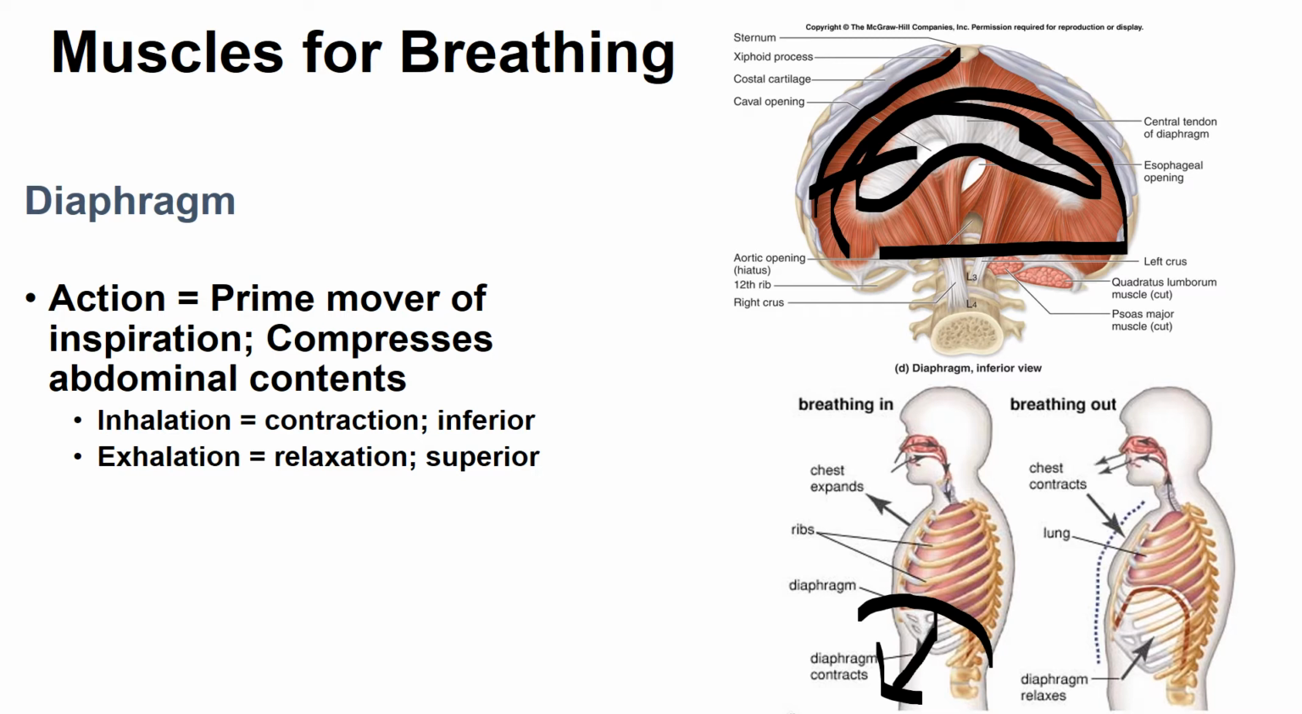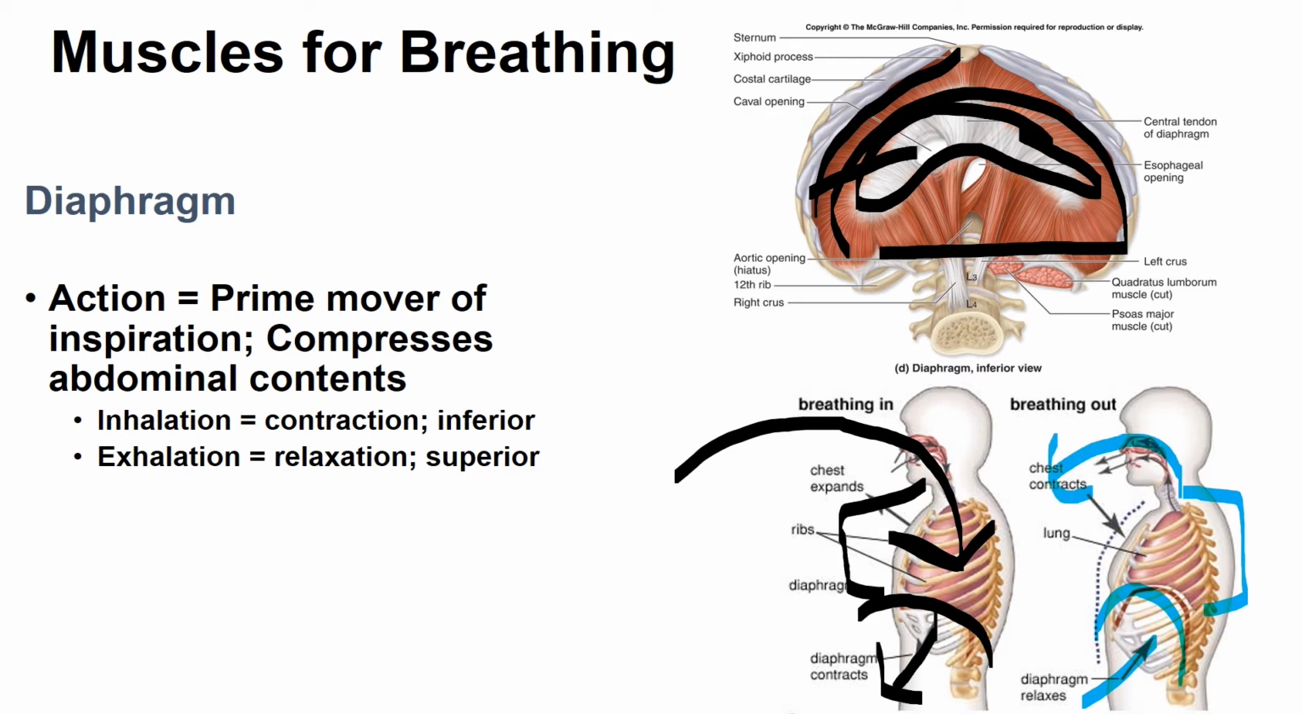And so what this does is it helps to increase the thoracic cavity so that we have air able to come in due to an increase in volume. Then when the diaphragm relaxes, like it does here, that's going to go in a superior direction toward that thoracic cavity, decreasing the size of that thoracic cavity, and so air will flow out.